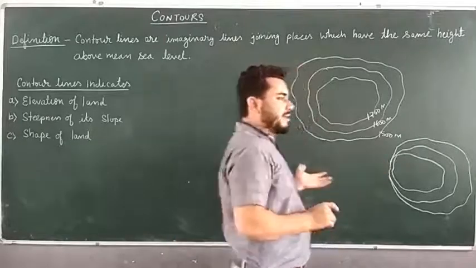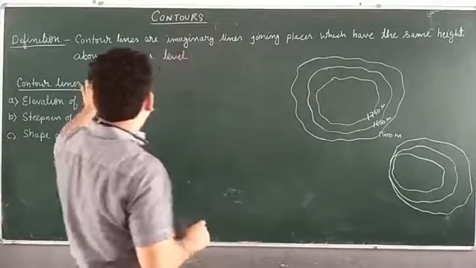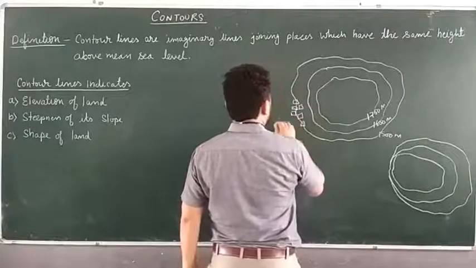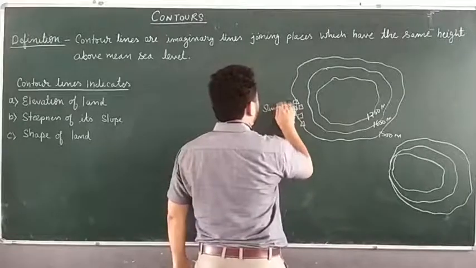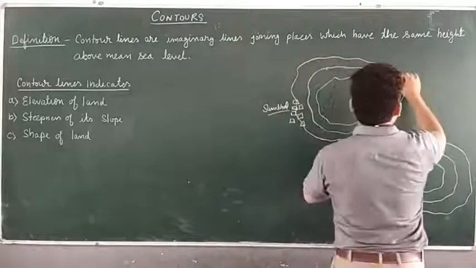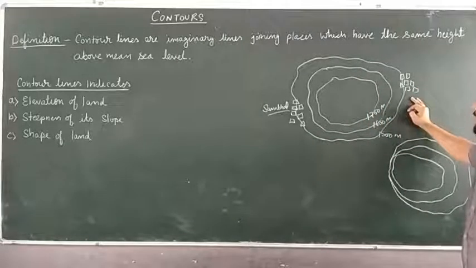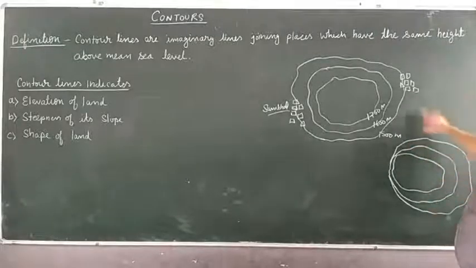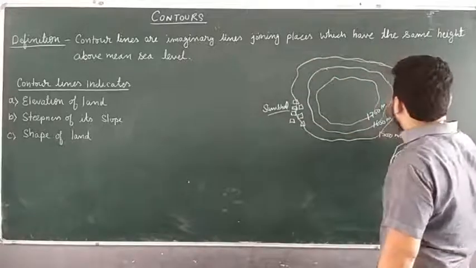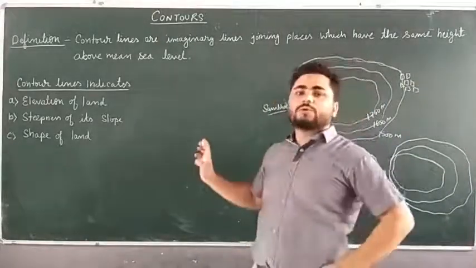Now, what are these lines? Contour lines are just imaginary lines joining places which have the same height above mean sea level. Just for example, suppose this is Sambhal, and the height of Sambhal is 1500 meter. And suppose this is Rampur, just for example, and Rampur's height is also 1500 meter above sea level. So these two have the same height, and other places which also have the same height will be joined by this line. The line which joins the places which have the same height above mean sea level is called a contour line.